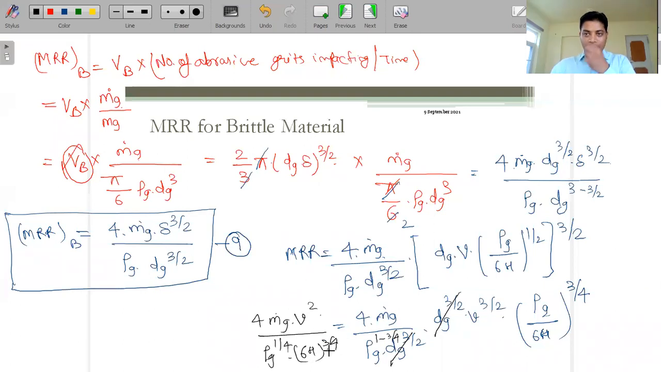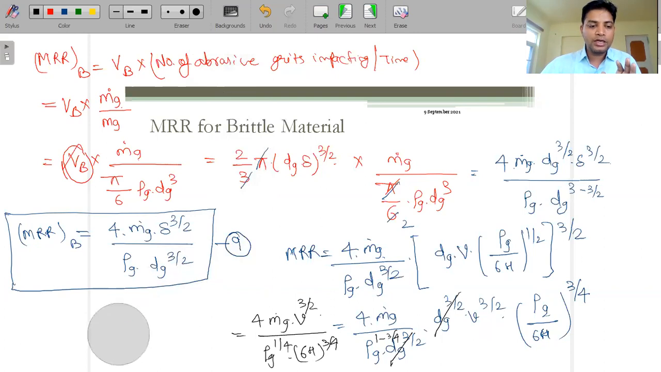Okay guys, either you can write this one, or if I write it in a simplified form, this equation can be written in terms of, sorry, this is 3 by 2. So this equation you can write like 4 into m dot g. Okay, let's not simplify it.